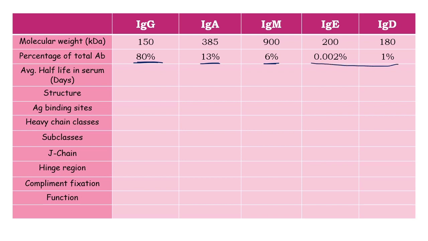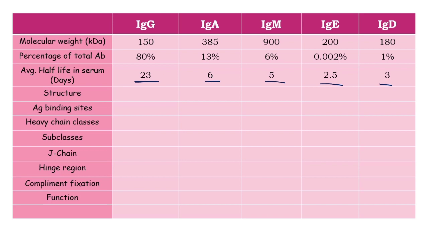Now what is the average half-life of these immunoglobulin in serum? The maximum half-life is of immunoglobulin G which is 23 days, followed by IgA which is 6 days, then 5 days for IgM, 2.5 days for IgE and 3 days for IgD.